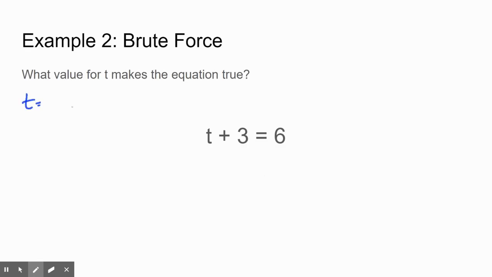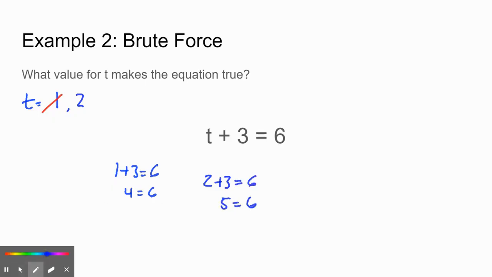Now, I'm going to guess that looking at this, you see t plus 3 is equal to 6. I wonder what t could possibly be. But just for the sake of argument, let's try 1. 1 plus 3, does that equal 6? No. So it's definitely not going to be 1. What about 2? 2 plus 3? Nope, that doesn't equal 6. 5 definitely does not equal 6. So it can't be 2.